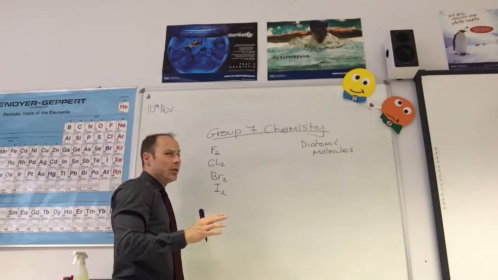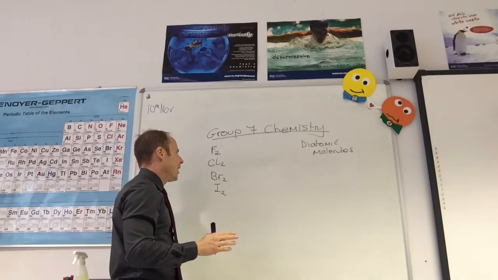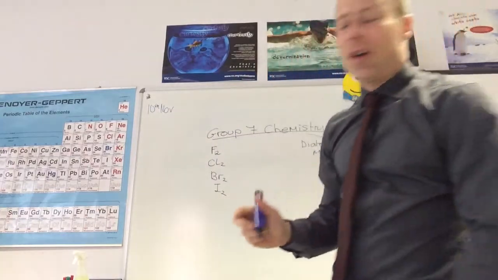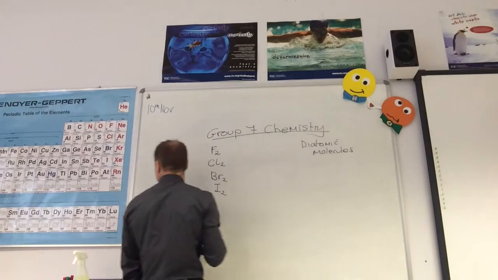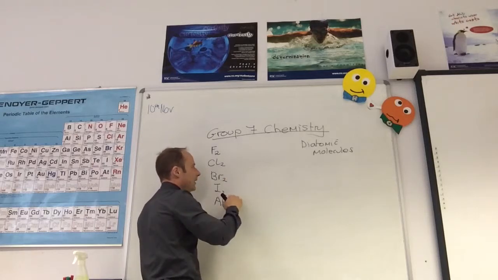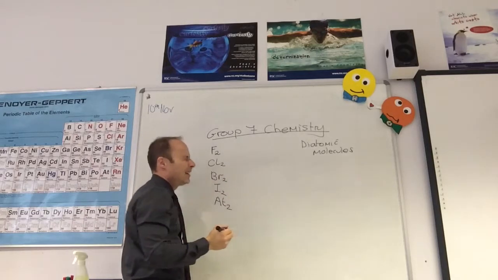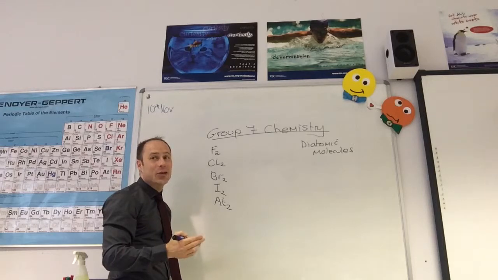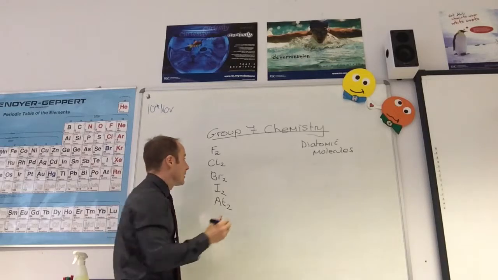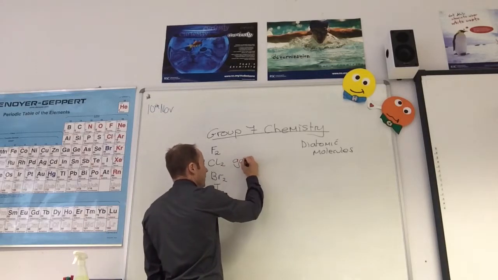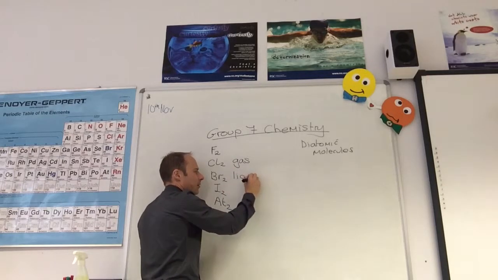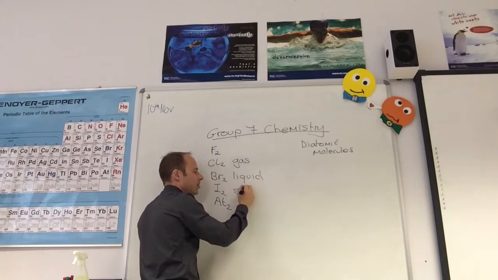Now you need to know what they look like, so their colour and their state at room temperature. So we can guess about the other one. The final one there is astatine. So for chlorine, bromine and iodine, can anybody remember what state chlorine's in? Chlorine is a gas. Bromine is a liquid. And iodine is a solid.